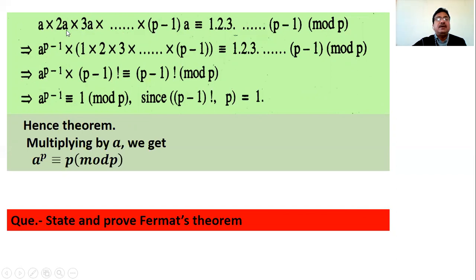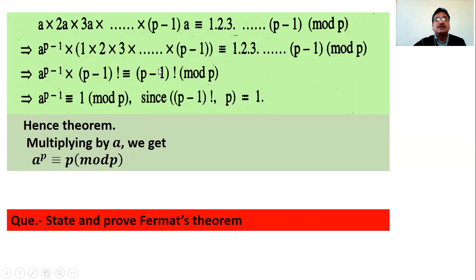Like that, A into A into A, P minus 1 times. Therefore, we have A raised to P minus 1 into, in bracket, 1 into 2 into 3 into P minus 1. And this is 1 into 2 into 3 into P minus 1 modulo P. That is, this is P minus 1 factorial, and the greatest common divisor of P minus 1 factorial and P is 1.